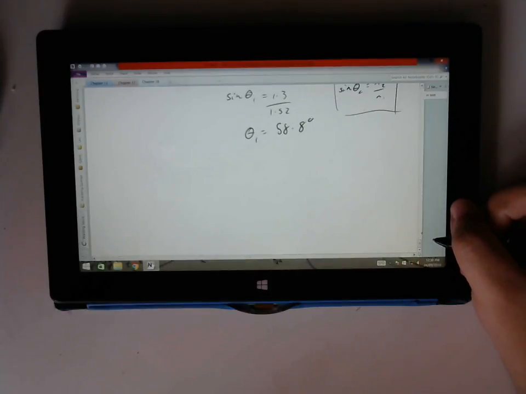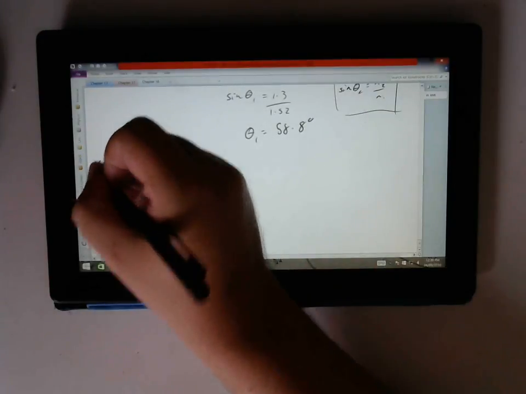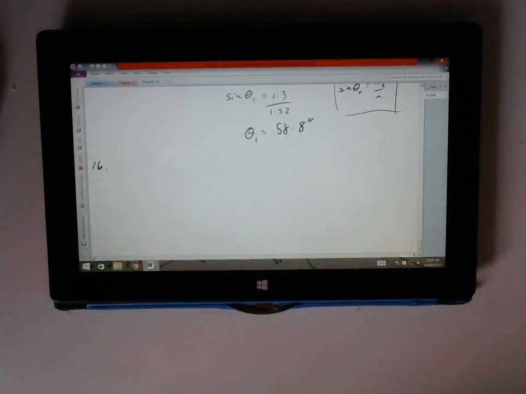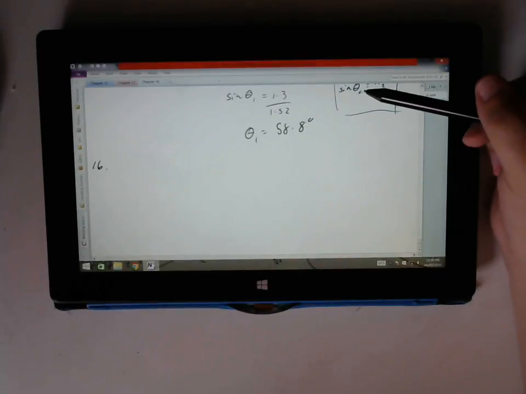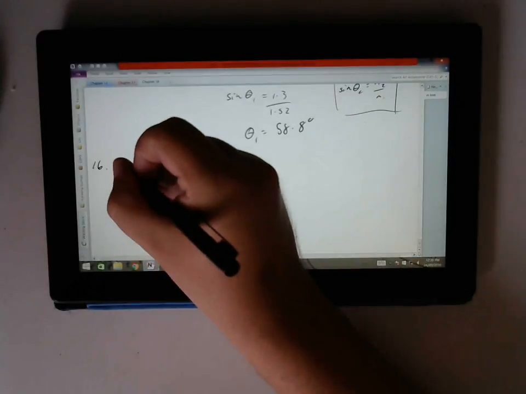Where was I? 16. A ray of light travels from one medium to another. It is found that total internal reflection occurs when the incident angle is greater than 54 degrees. If the refractive index of the first medium is 1.49, calculate the refractive index of the second medium. All right, well, let's use this. So what we've got there is a critical angle. When it's greater than 54 degrees, that's the critical angle.